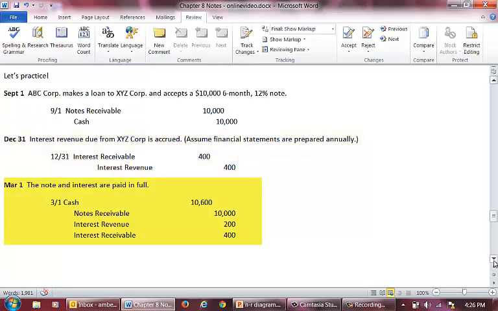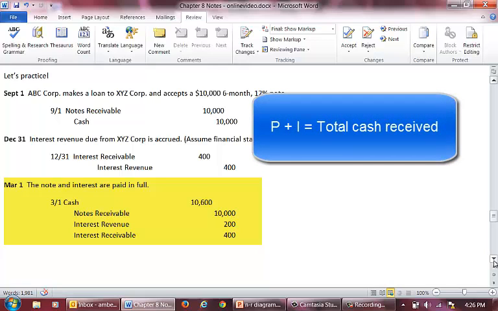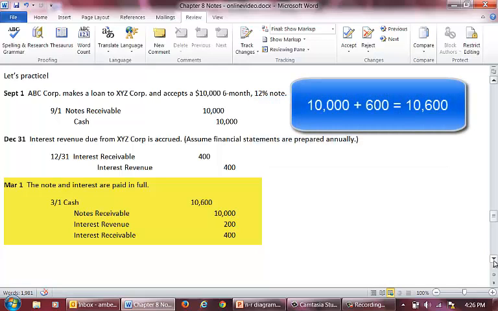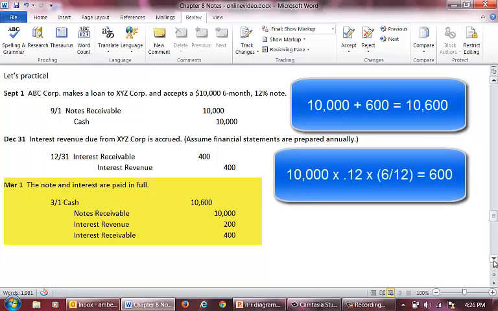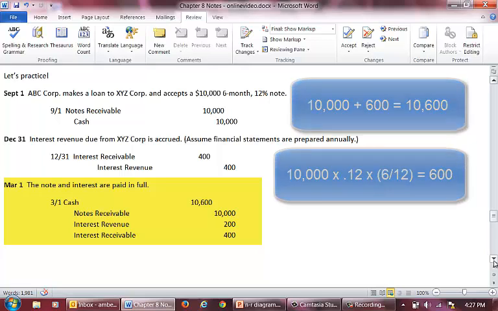We will receive payment on the maturity date, which in this example is March 1st. We must first calculate the total cash received, which again is total principal and total interest. The principal is $10,000 and the interest is $600. The interest is calculated by using our formula of principal times rate times time, or 10,000 times 12% times 6/12. We want to calculate the total interest that we will collect, not just the interest for the period. It's a 6-month note, so our numerator is 6.